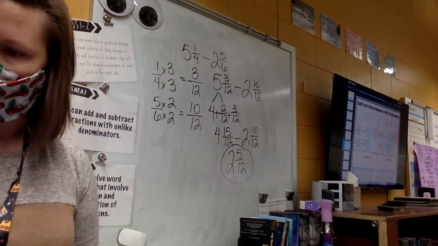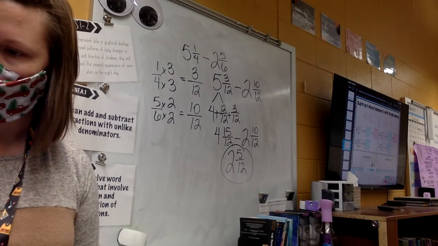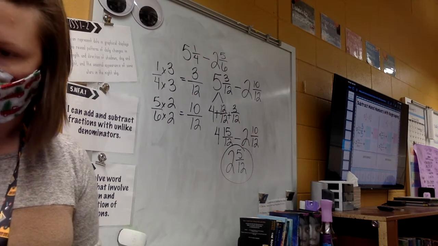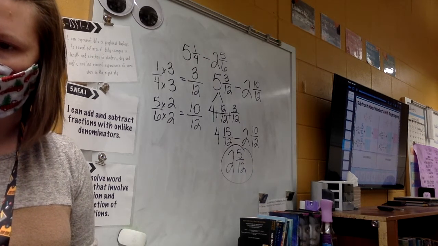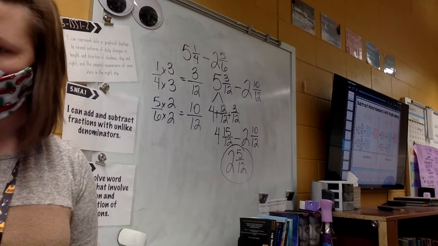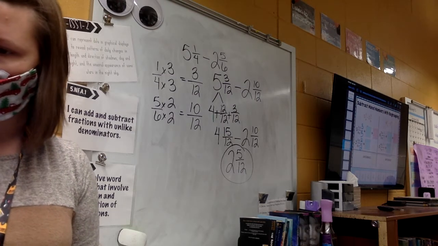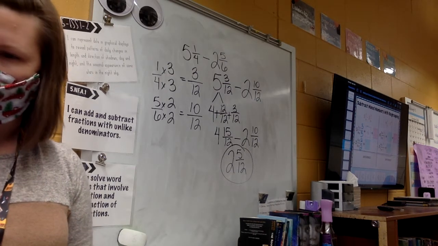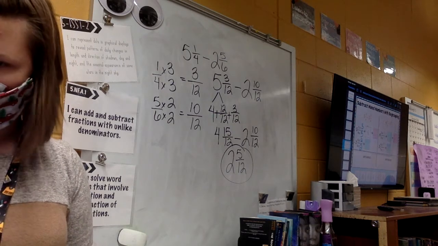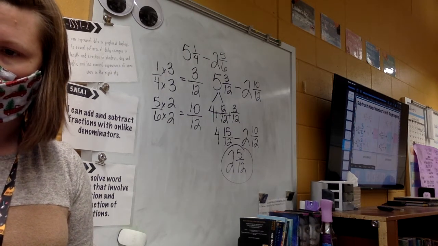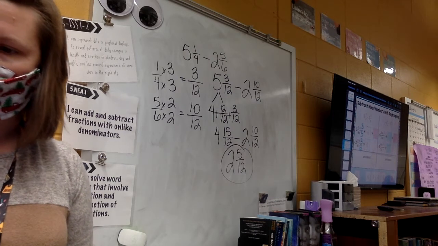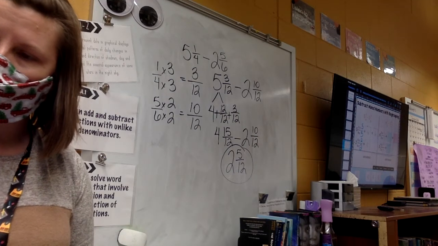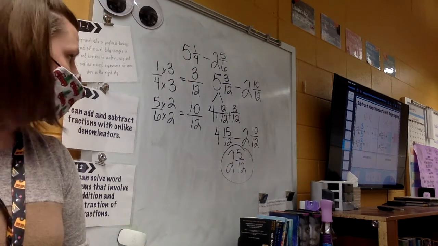So that is 2 and 5/12. So 5 and 3/12, and the bottom one is 2 and 10/12. My top one becomes 4 and 15/12. And then my answer is there.